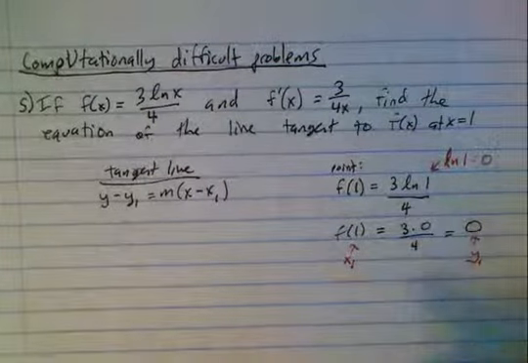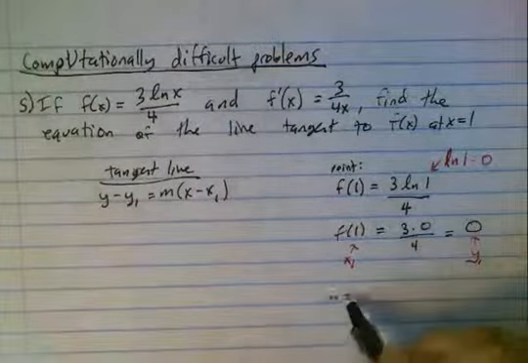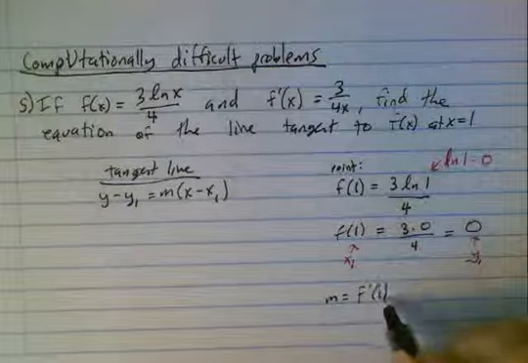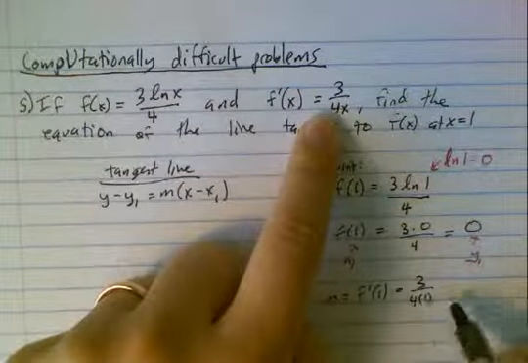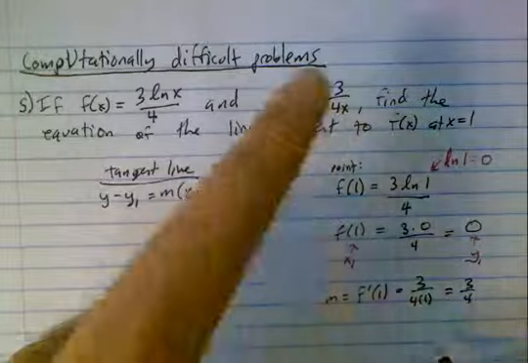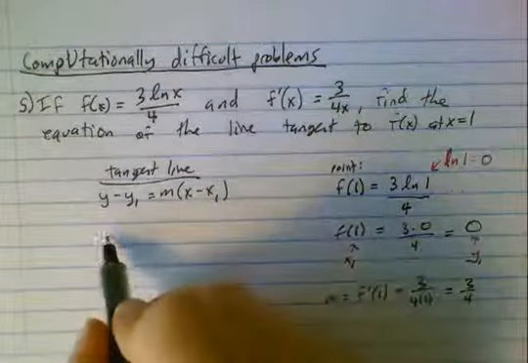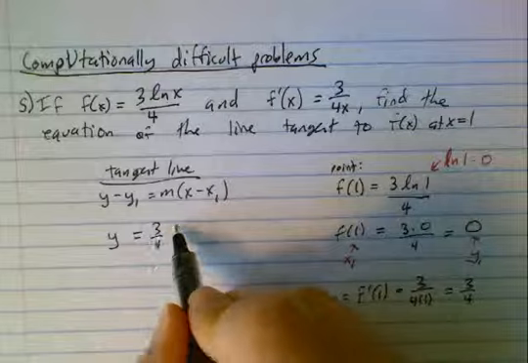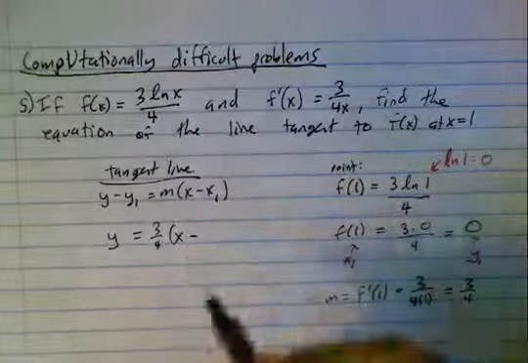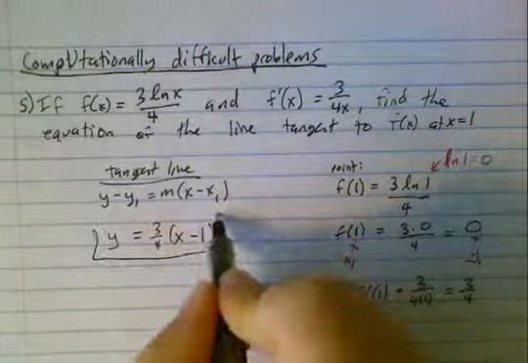And then for m, we need to find f prime of 1. We have this equation right here, 3 over 4 times 1, which is 3/4. Plop that in here: y minus 0 equals 3/4 times (x minus 1).